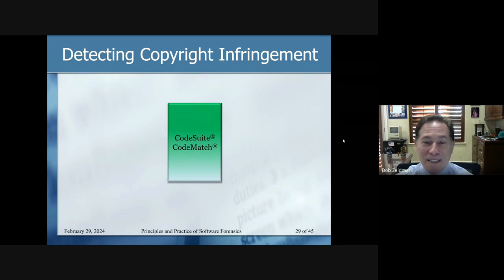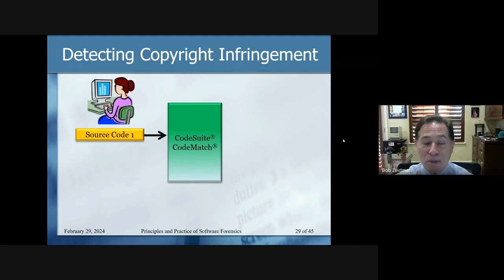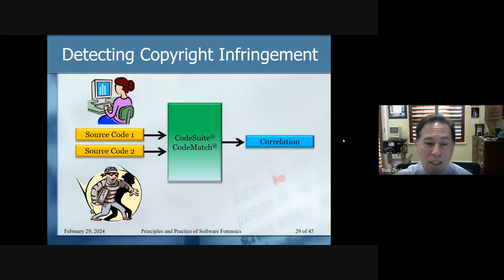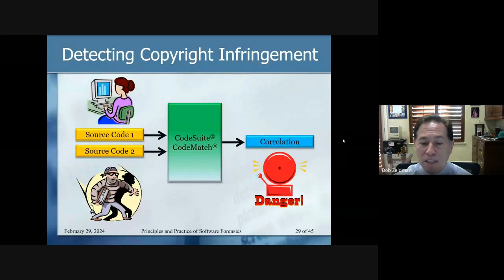For detecting copyright infringement or trade secret theft in some cases, you would take the original source code, compare it to the source code that's believed to have been copied, and put it through the CodeMatch function of CodeSuite. CodeSuite is the tool that comprises all of these forensic tools in one package. You put it through CodeMatch, and if there's correlation, that's an indication that you need to look further, but it's not an indication that copying occurred.